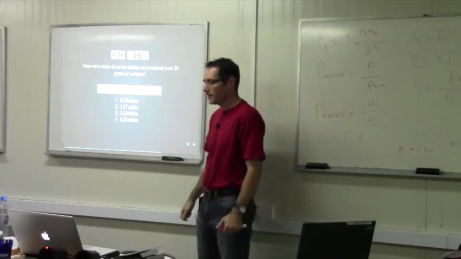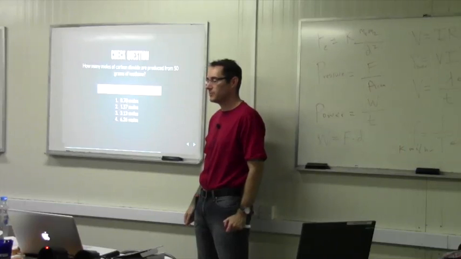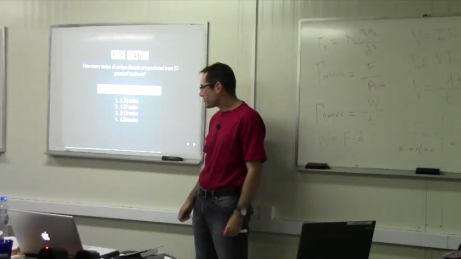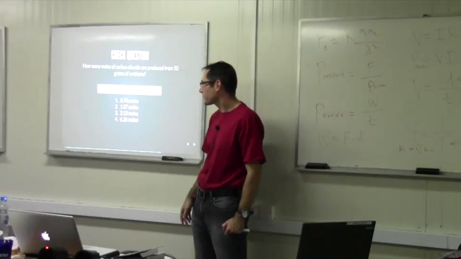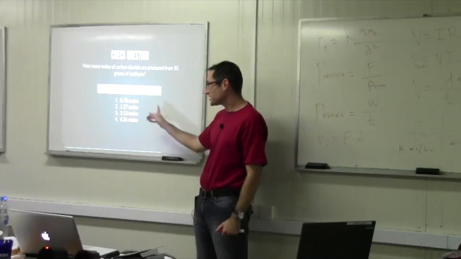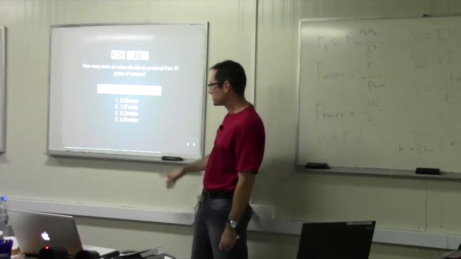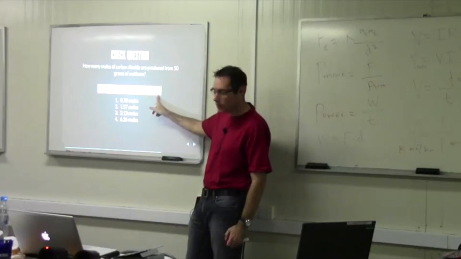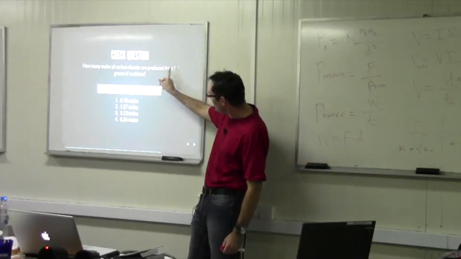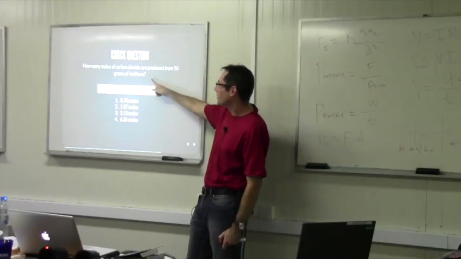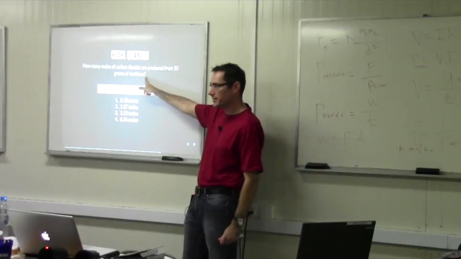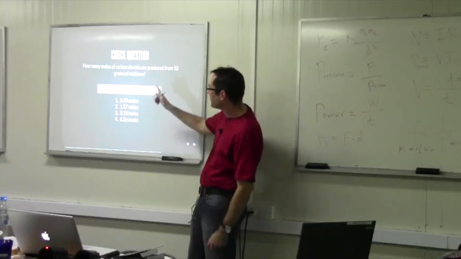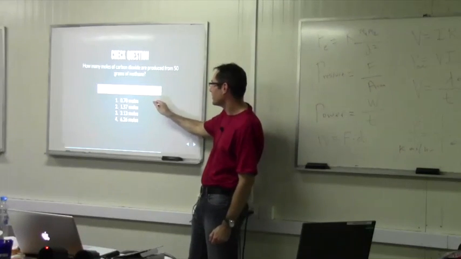How many moles of carbon dioxide are produced from 50 grams of methane? All right, what's the first step? Let's look at the carbon dioxide, but let's look at the mole ratios here. What's the mole ratio of methane to carbon dioxide? 1 to 1. So really, we need to figure out how many moles of methane, and that gives us the number of moles of carbon dioxide, because it's 1 for 1.